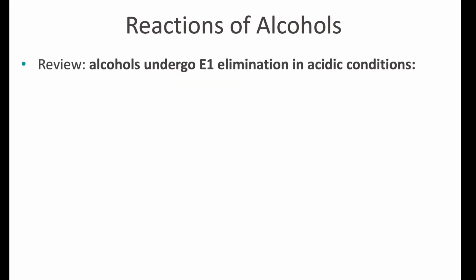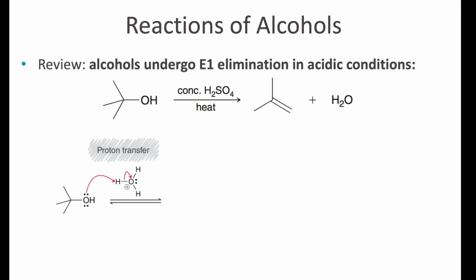All right, continuing with the theme of reactions of alcohols, we start off with reactions we have already learned, which is elimination. If you recall back in the alkene chapter, we have seen that we can make an alkene by reacting the alcohol with concentrated sulfuric acid to give you alkene and water. Again, let's go over the mechanism.